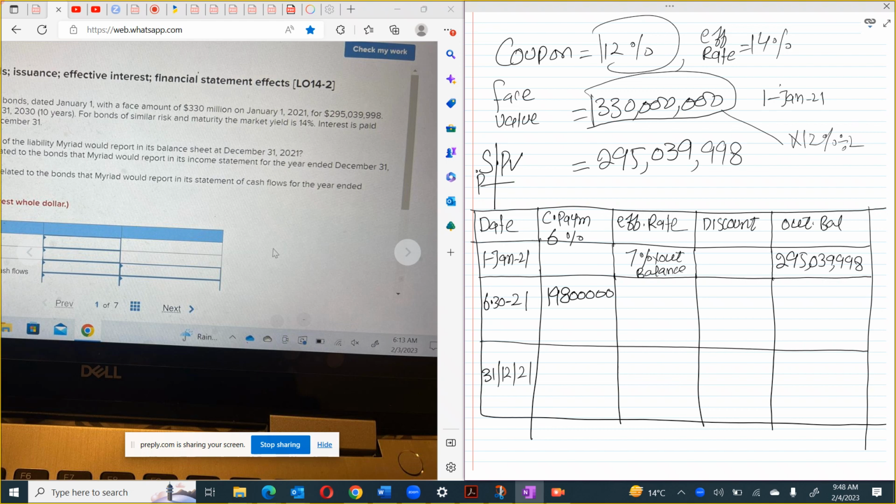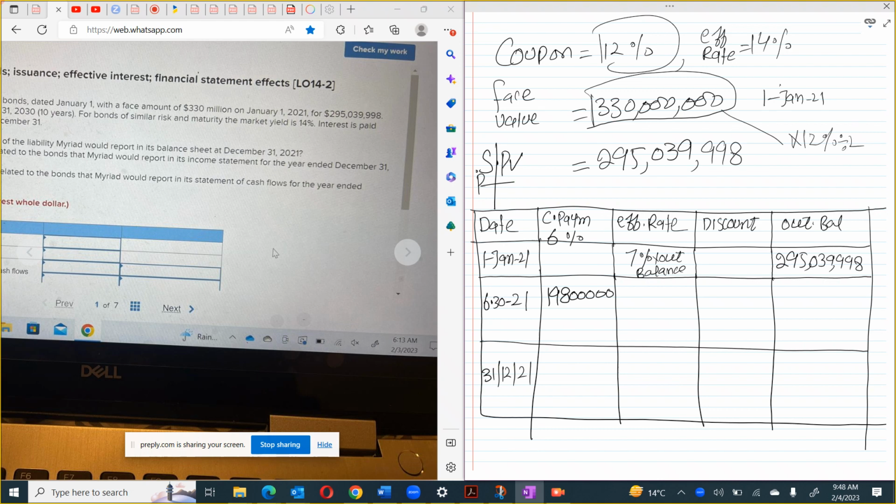So how will I calculate the present value? 14,800 multiplied by 7.1704. So 14,800 multiplied by 7.1704. So the present value of interest is 106,122. Okay.